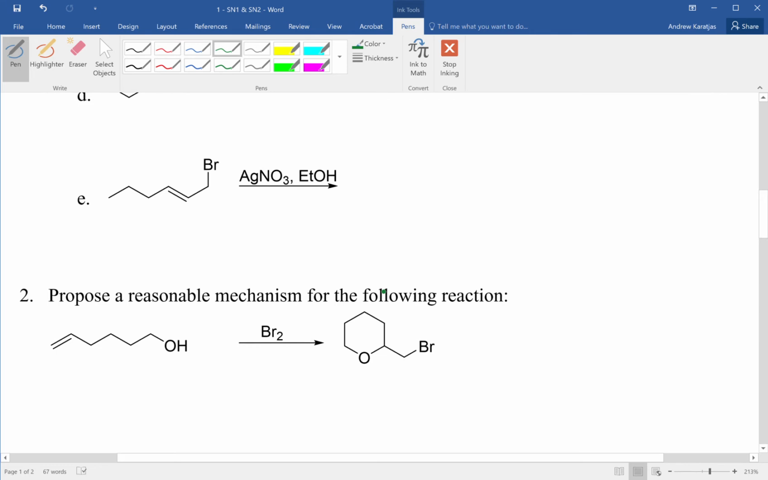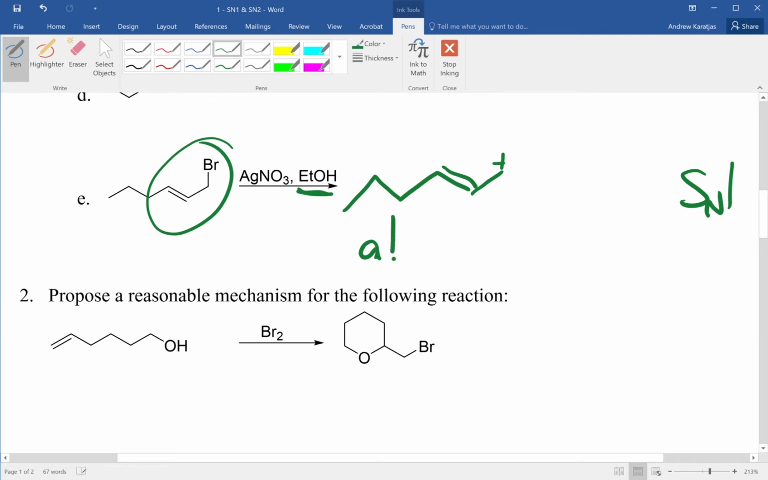And finally, in this group Part E, we have a protic solvent, ethanol, looking at SN1. Again, we have a primary carbocation, but this is our allylic cation. It's adjacent to an alkene, so the alkene stabilizes the cation, and that means we can get the substitution to take place.